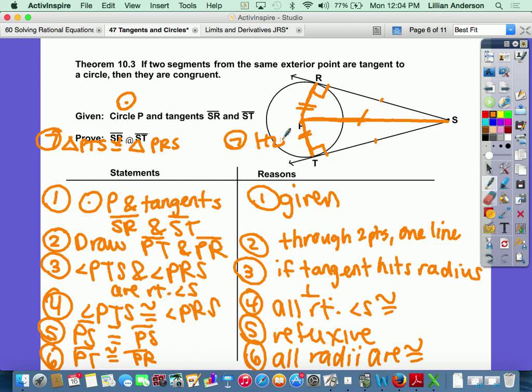HL. Remember, that's only used for right triangles. Now we can state that SR is congruent to ST and why? CPCTC. This is the whole proof. It's the flashback for you, really. But there you go. Okay?